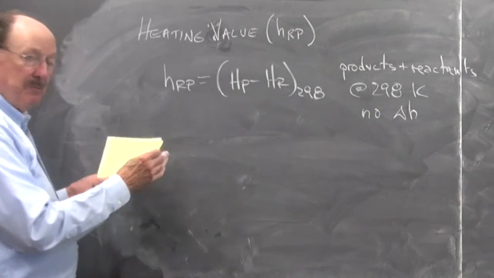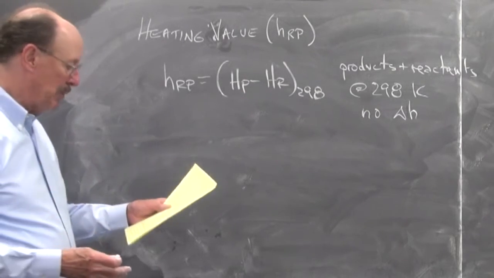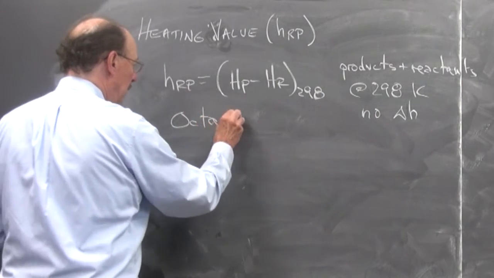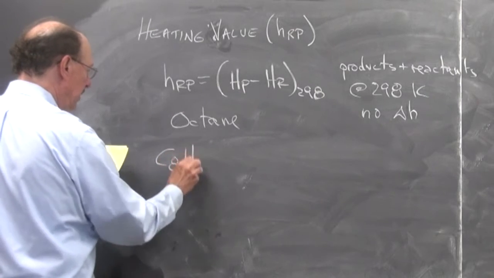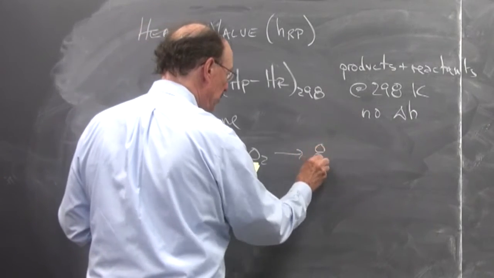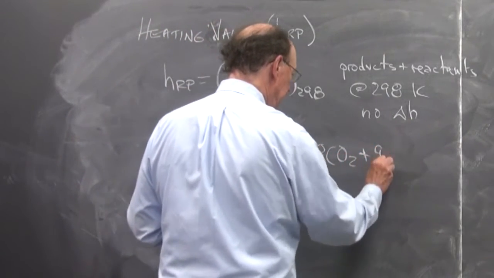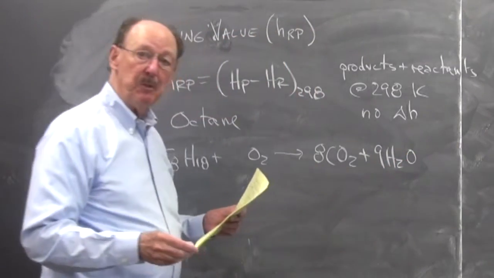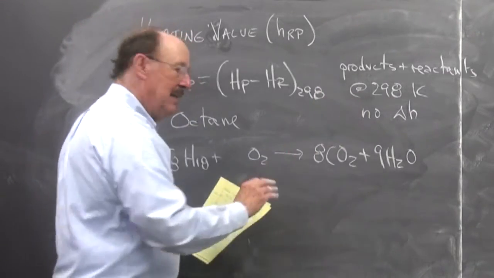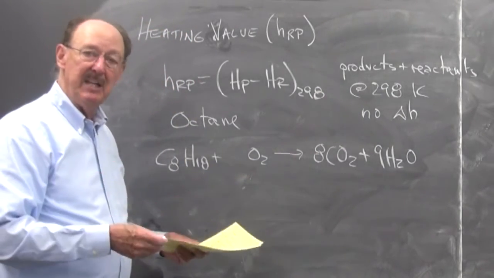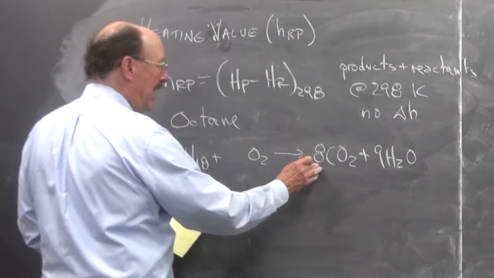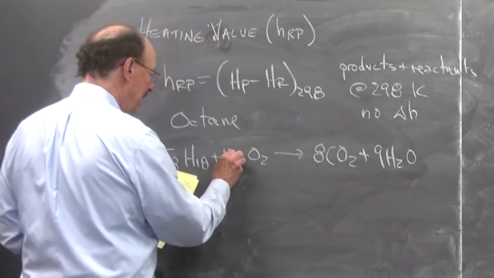Of course, these are listed in a table, but before we get to the table, let's do an example with octane. We'll have C8H18 plus O2 yields 8 CO2 plus 9 H2O. I don't have to worry about balancing this with air, because since everything's at 298, the enthalpy of elements is 0 at 298, and there's no delta H term. So I have 8 plus 4.5, 12.5.